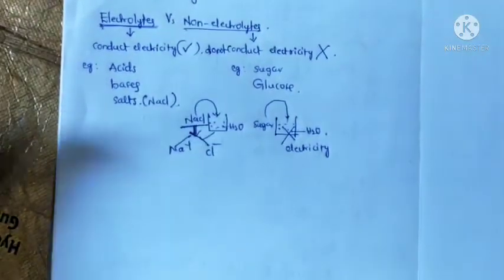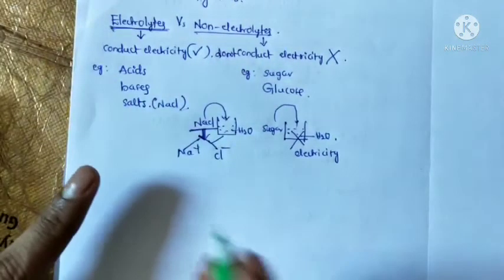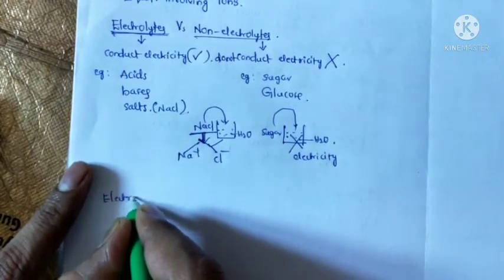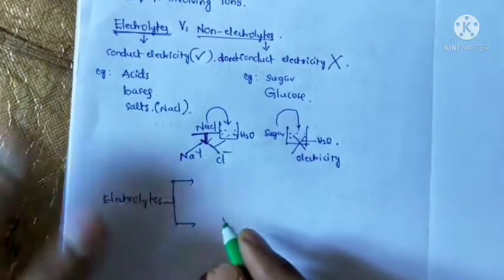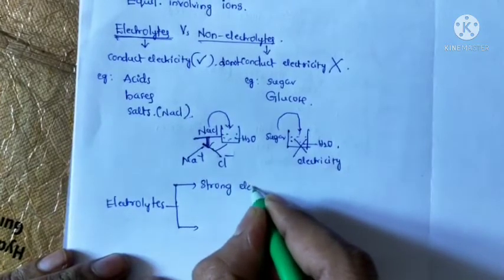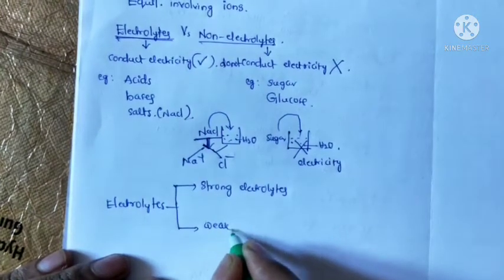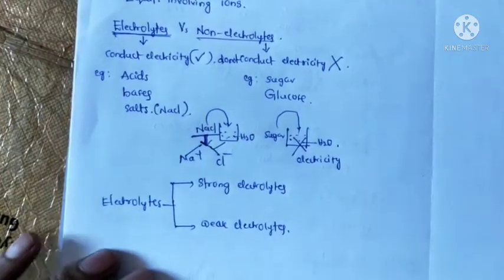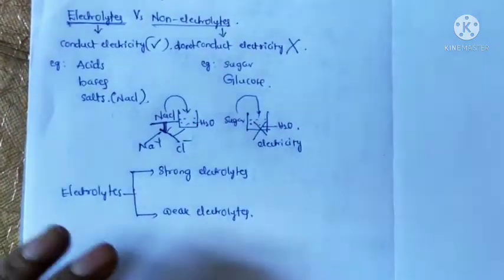Faraday. Faraday further classified electrolytes again into two types: one is strong electrolytes, the next one is weak electrolytes. Strong electrolytes and weak electrolytes.